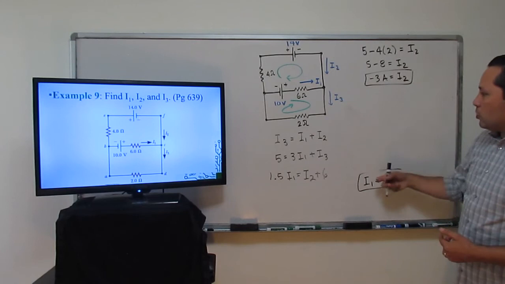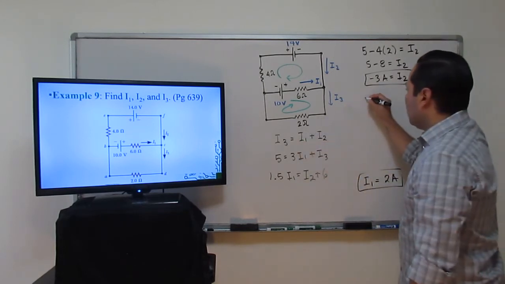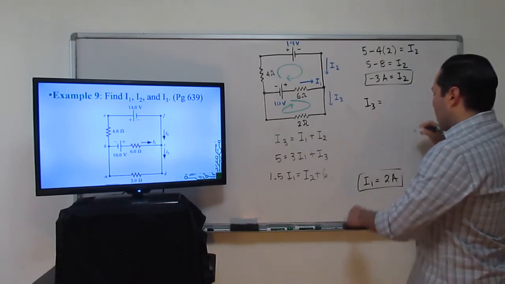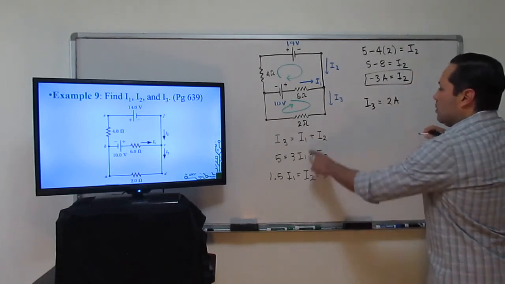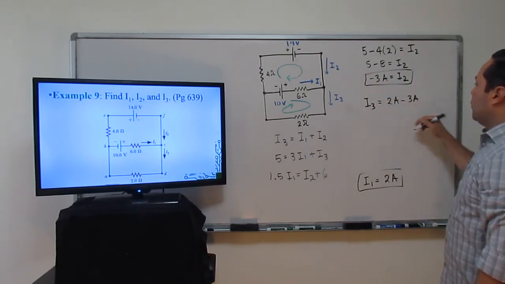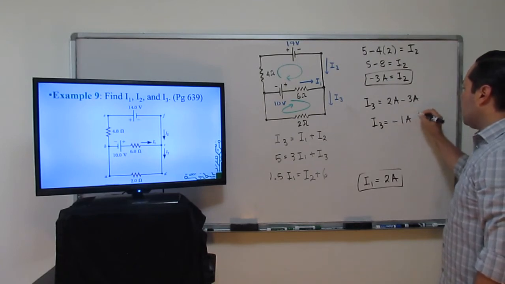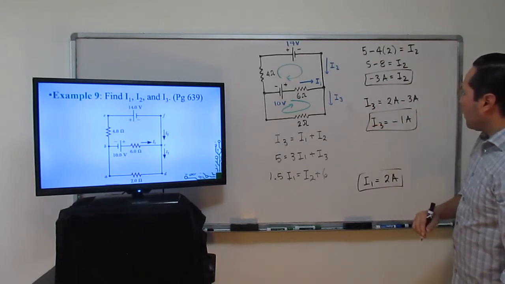We got I1 and I2. So now we can go ahead and get I3 according to this formula. I3 is equal to I1, which is 2 amps, plus I2, which is negative 3 amps. So therefore our answer for that one is going to be negative 1 amp. And that is the answer for I3.